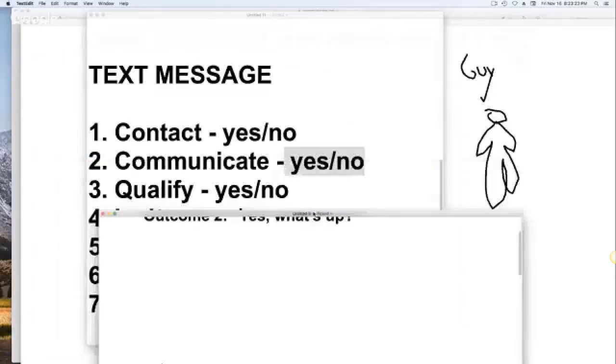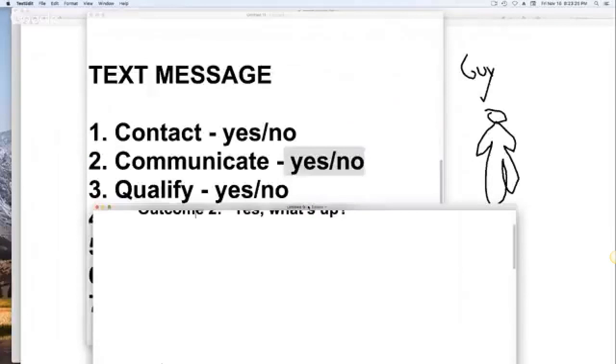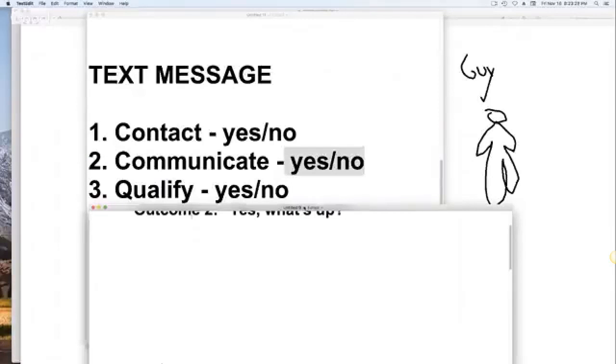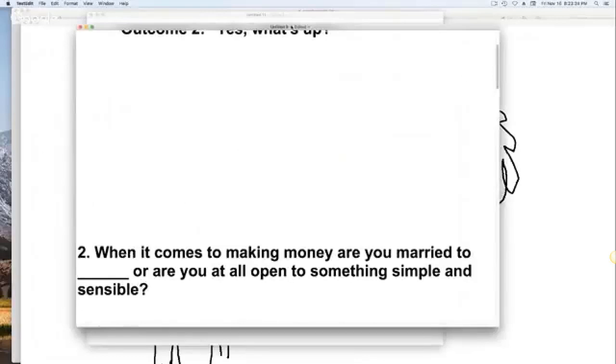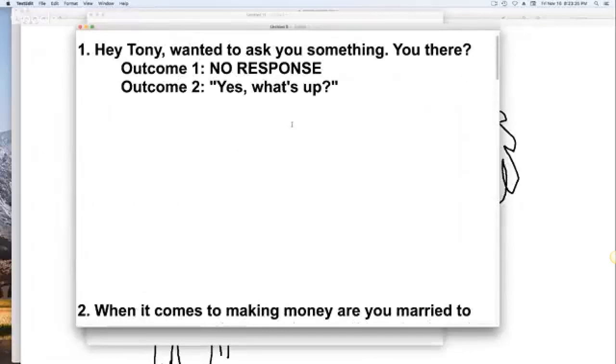Next step is qualify him. Don't go on and tell him all about your stuff. Find out if he's open to looking. So let's do a business approach. You could do this on the phone. You could do it in person. Hey, sir, would you mind if I asked you a couple questions?